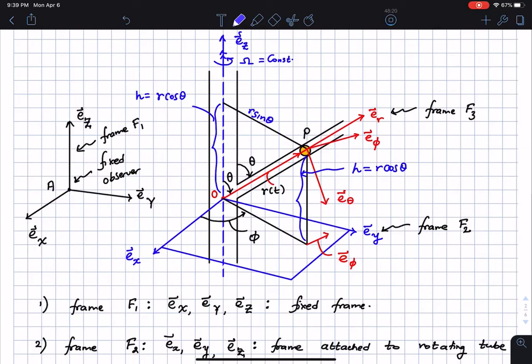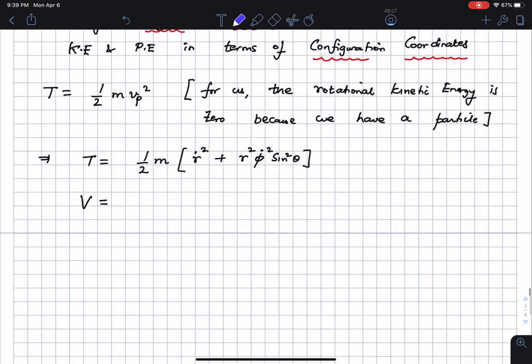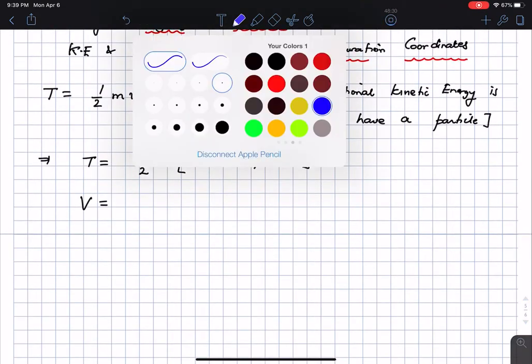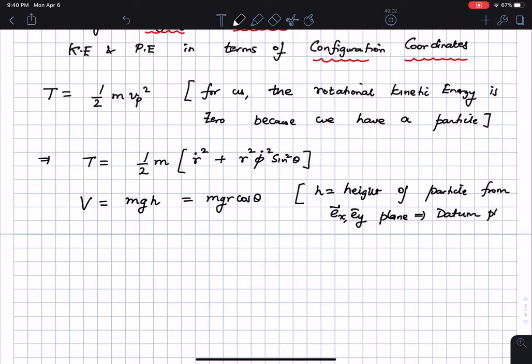Okay, all right. So going back to our problem, V is going to be mgh, which is mgr cosine theta, and note that h is the height of the particle from the ex ey plane, which is the datum plane. Okay, so I have the potential energy and the kinetic energy.